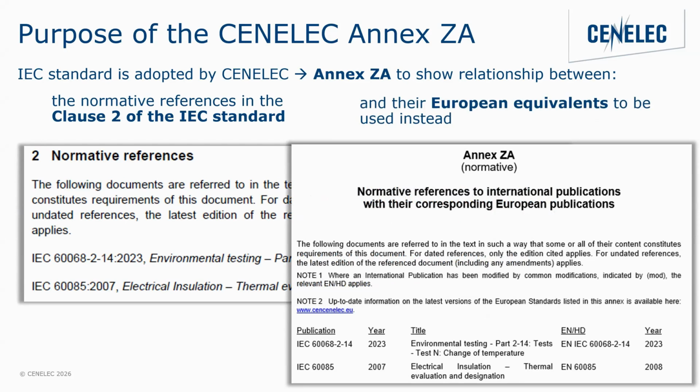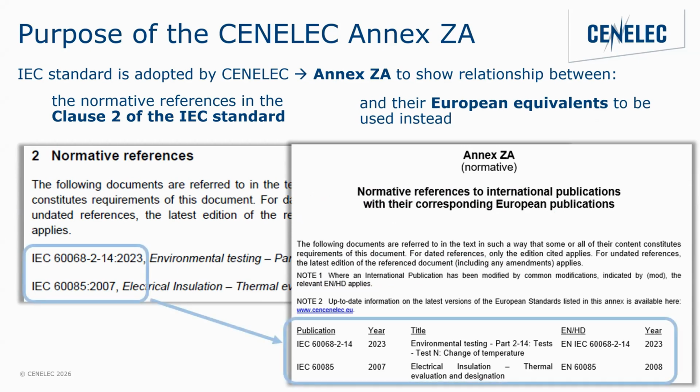Here on the left side, you see an example of a Clause 2 in an IEC standard, and it lists two standards. And on the right side, you see the Annex ZA, which lists those two standards plus their corresponding European publications, or in other words, their European equivalents.